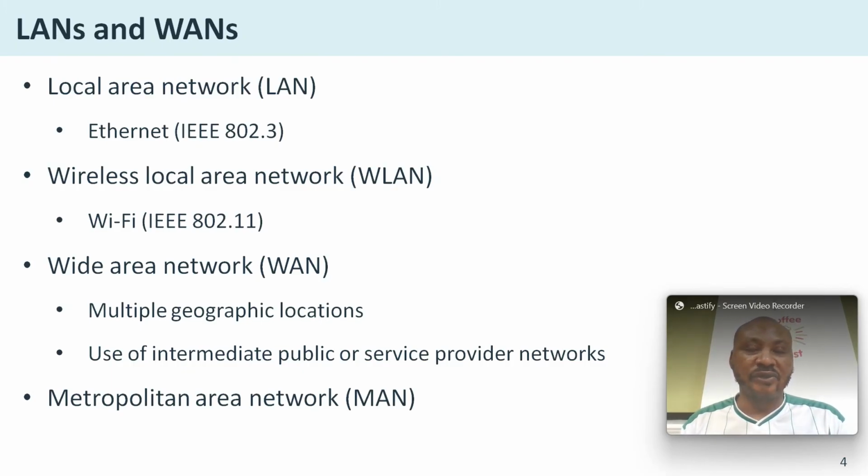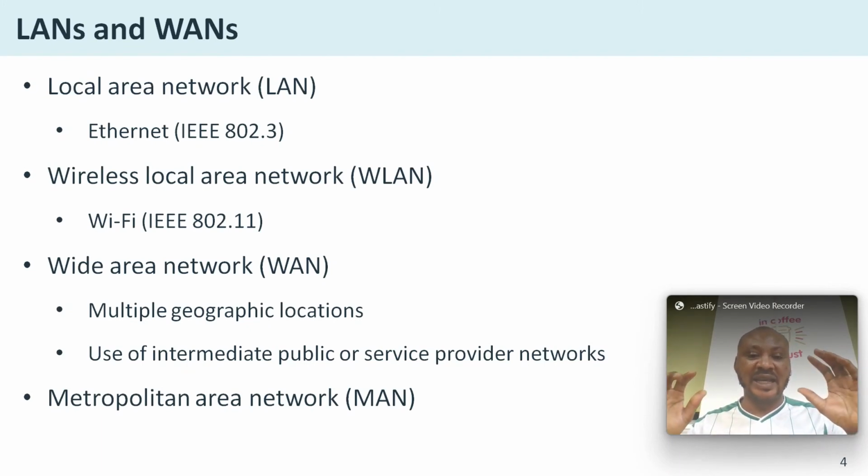So it's a grouping of networks upon networks from regions to regions all over the world. So that's where the internet falls in. Then we also have the metropolitan area network too. So a metropolitan area network is a combination of LANs within a city.